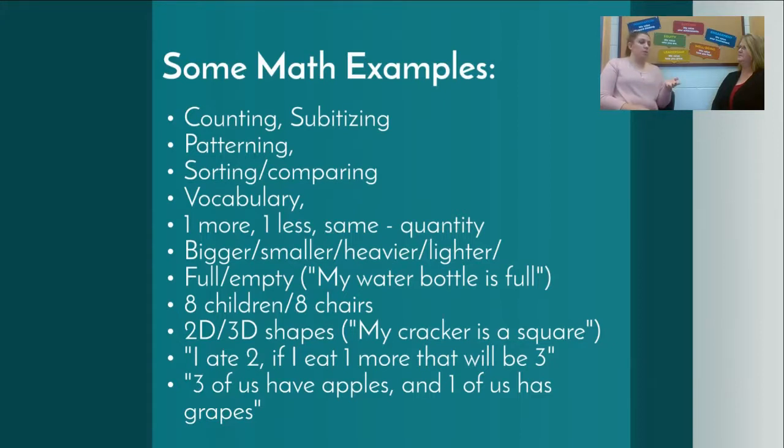I know that every time we start talking about 2D and 3D shapes, the kids come and show me all their crackers or all the different grapes and what shape is a grape, and talking about 2D and 3D shapes in that real context of real world items. And then like addition strategies. I ate 2. If I eat 1 more, that will be 3. 3 of us have apples and 1 of us has grapes. And just again, embedding that math into those natural conversations that you're having with the students anyways while they're eating.